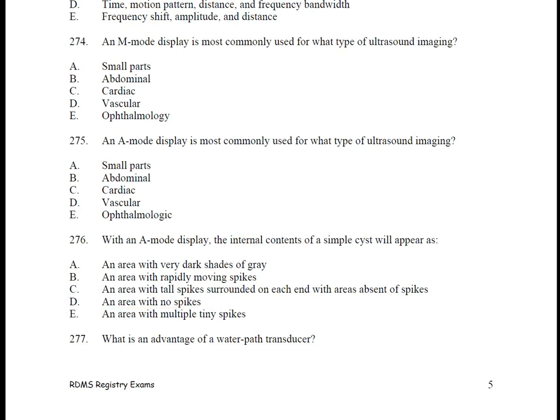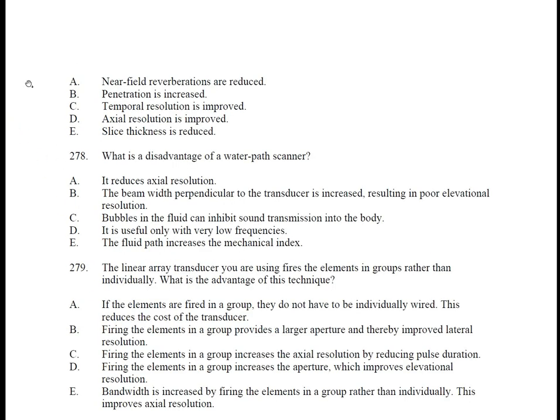Let's move on and look at the next question. Questions 277 and 278 are not particularly important. Since these are rather old methods, we'll just check the correct answers for reference and move on. This method is not currently in use. Now the question is asking about the advantages of a water path transducer. The advantage of the transducer here is that it is characterized by a reduction in multiple reflections occurring in the near field. You just need to check the correct answer.